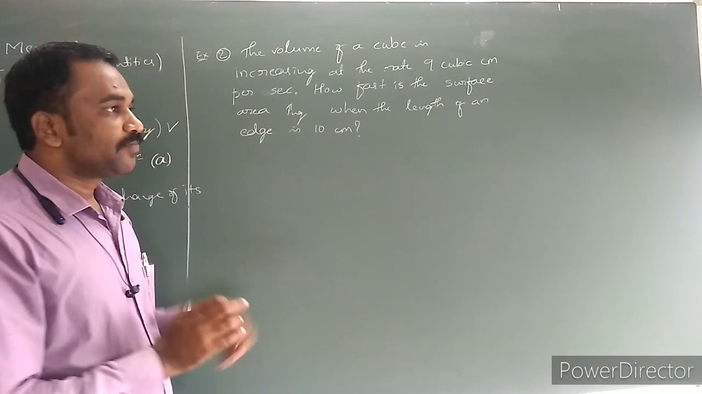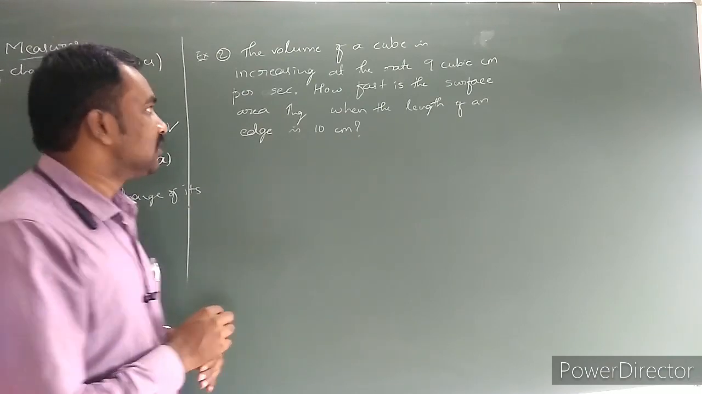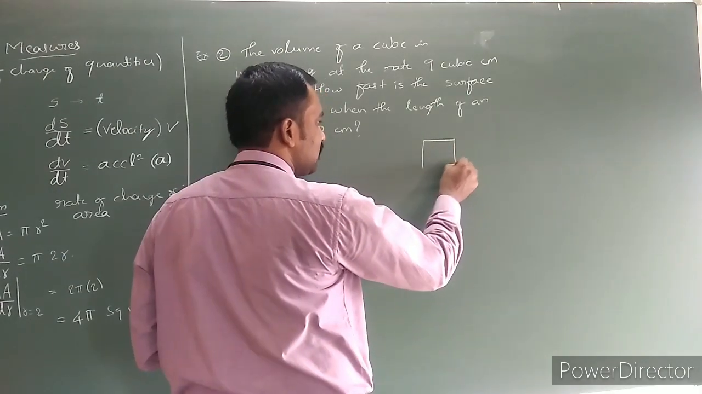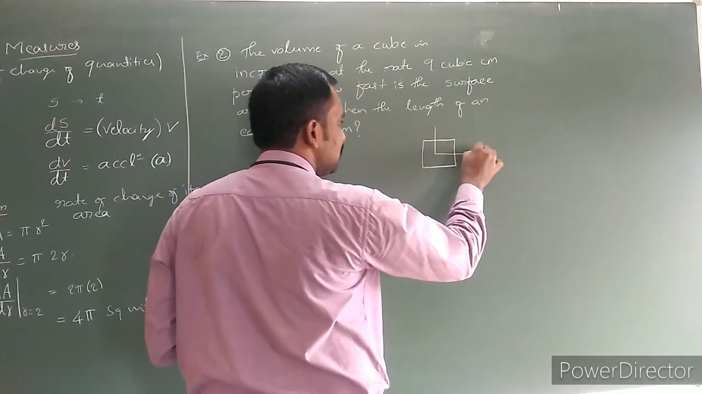Okay. Here, depending upon the given data, they have given a cube. So we already know the cube. What is the shape of the cube? I will just take a rough diagram of the cube.